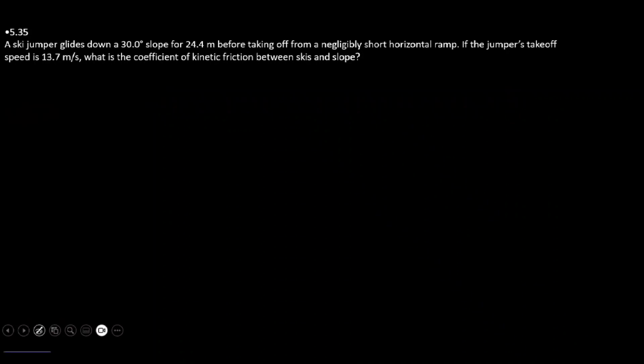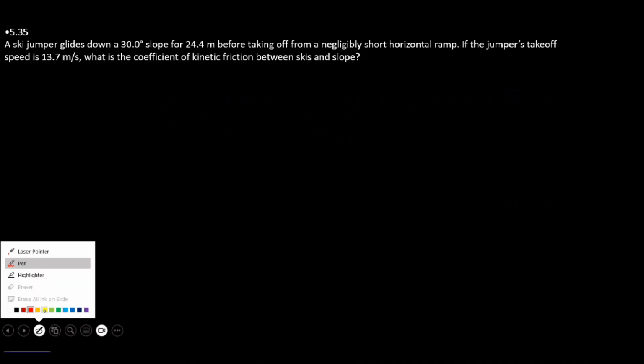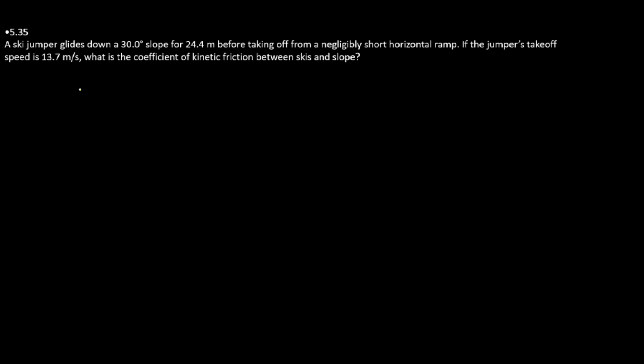In this video, we are going to learn how to use the work kinetic energy theorem to solve problems that involve friction on an inclined plane. The question says, a ski jumper glides down a 30.0 degree slope for 24.4 meters before taking off from a negligibly short horizontal ramp. If the jumper's takeoff speed is 13.7 meters per second, what is the coefficient of kinetic friction between the skis and the slope?